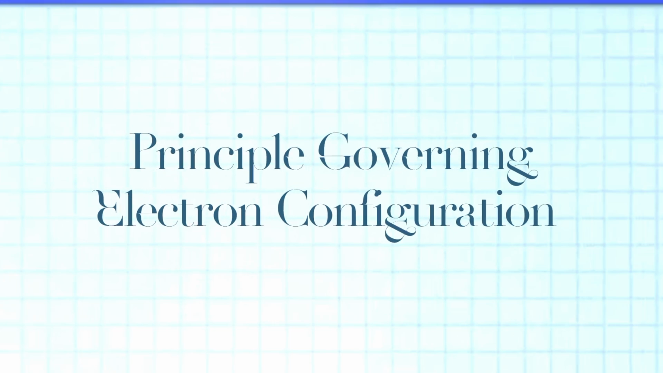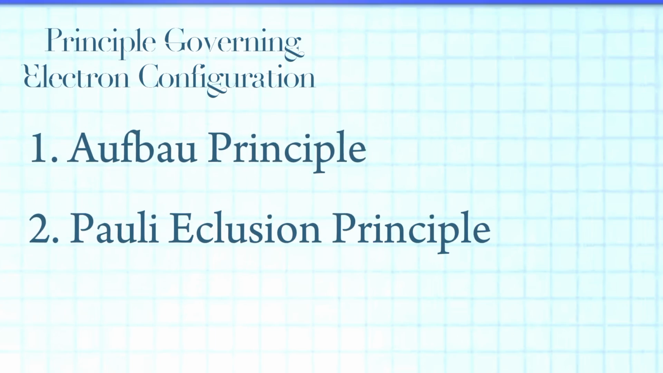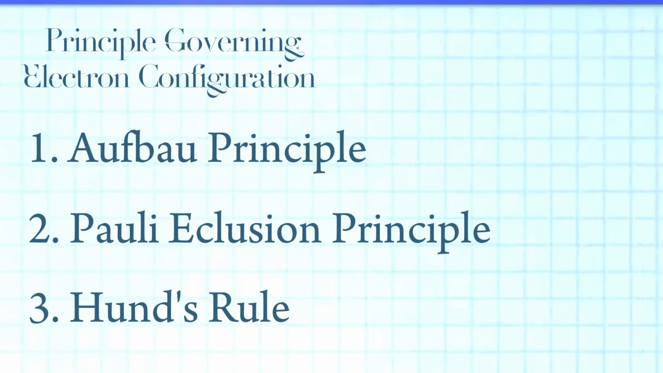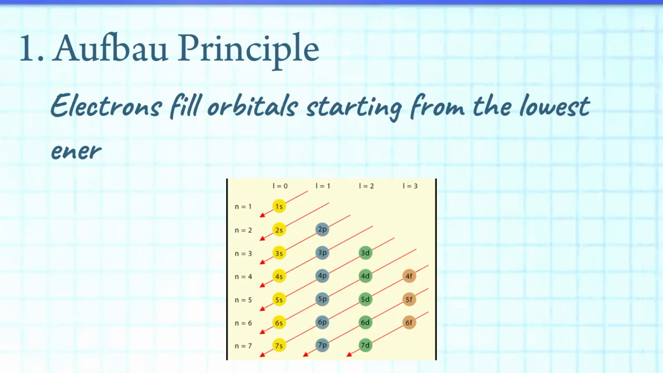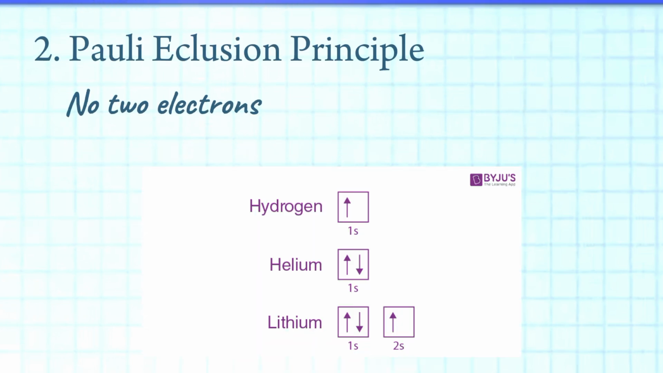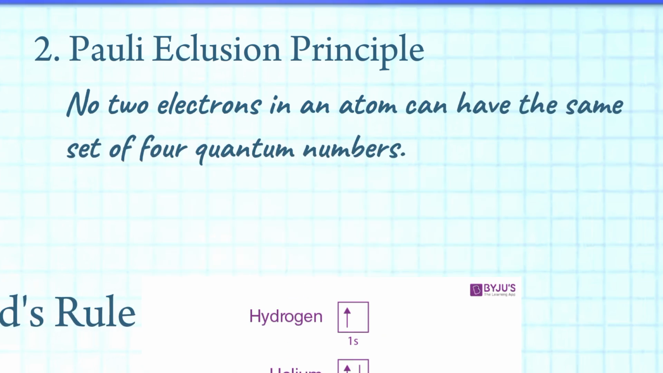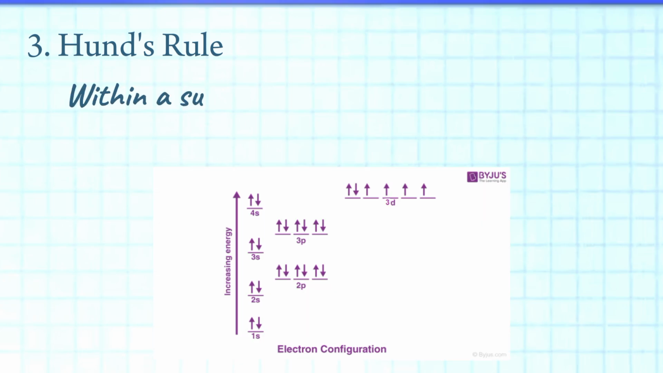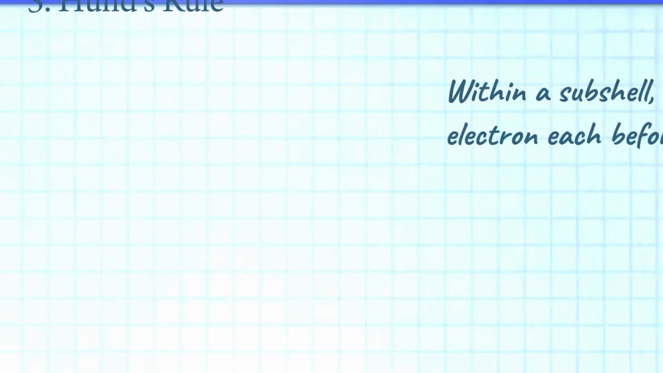Principles governing electron configuration. We have three principles: the Aufbau principle, the Pauli exclusion principle, and Hund's rule. The Aufbau principle says electrons fill orbitals starting from the lowest energy level to the highest. The Pauli exclusion principle says no two electrons in an atom can have the same set of four quantum numbers. And Hund's rule says within a subshell, orbitals are filled with one electron each before pairing up.